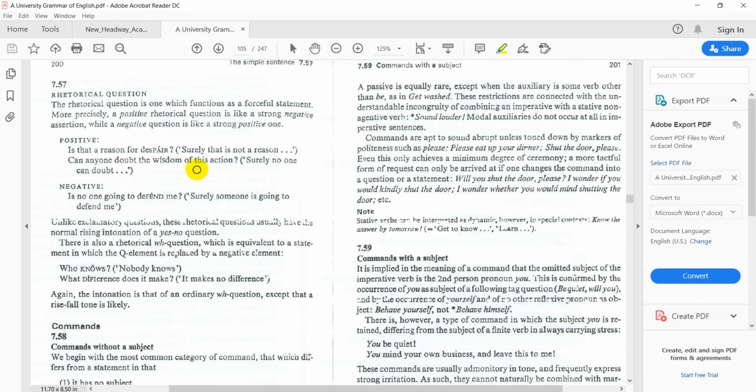Can anyone doubt the wisdom of this action? Surely no one. This is positive, and the assertion is negative. No one can doubt the wisdom of this action.